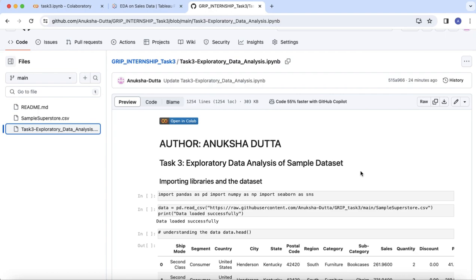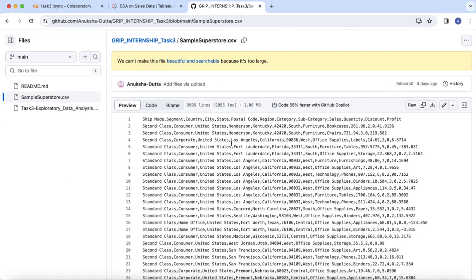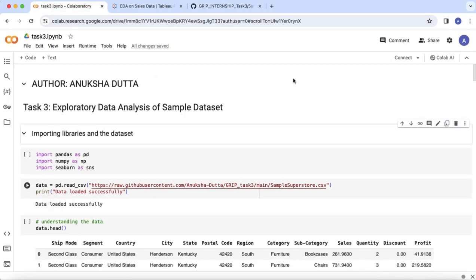The objective of this task was to perform exploratory data analysis on a sample dataset provided to us. The sample dataset is as follows. It is based on a hypothetical superstore. Let's have a look at the code.